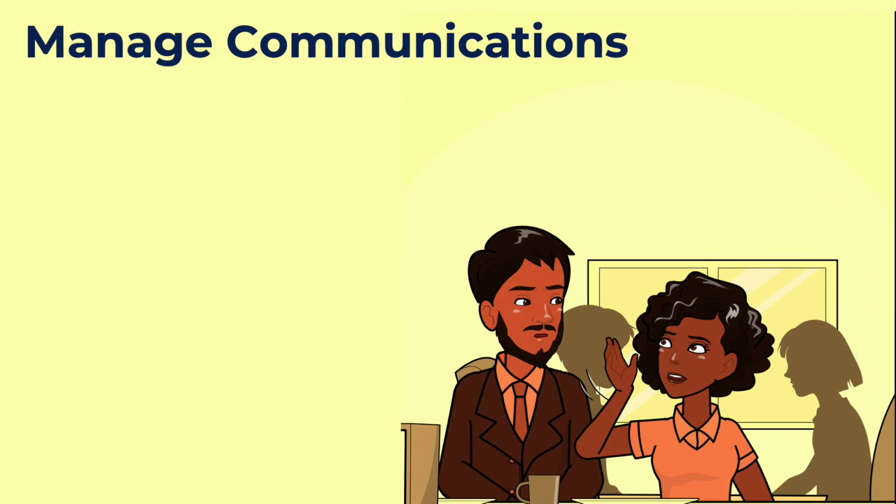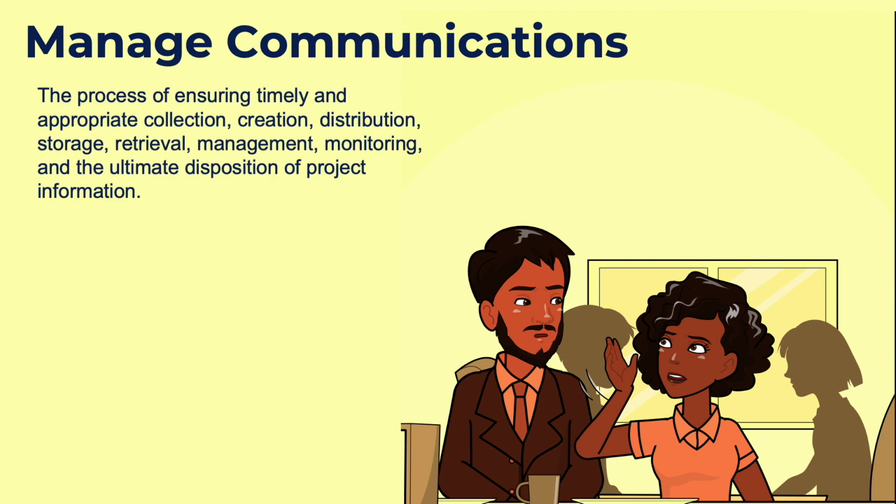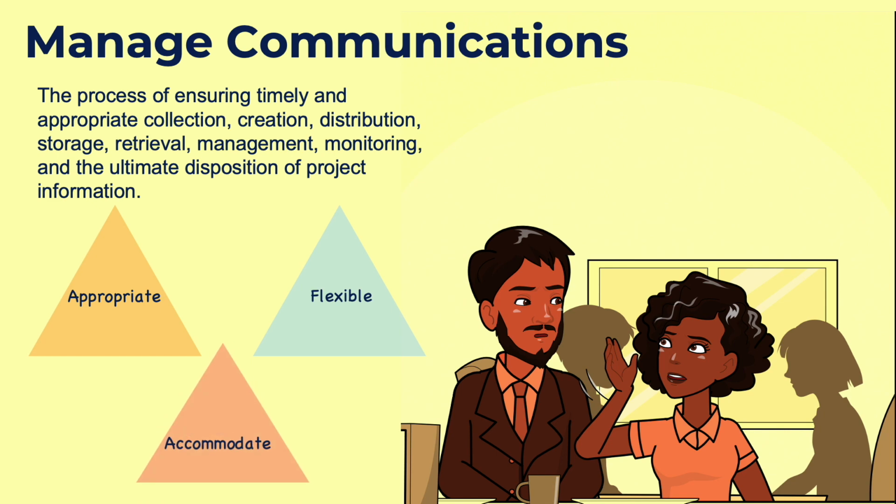Now for the second process group, manage communications. This process ensures the timely and appropriate collection, creation, distribution, storage, retrieval, management, monitoring, and the ultimate disposition of project information. It enables an efficient and effective information flow between the project team and the stakeholders, including choice of appropriate technology, methods and techniques. In addition, it should allow for flexibility in the communication activities, allowing adjustments in the methods and techniques, and to accommodate the changing needs of the stakeholder and the project.